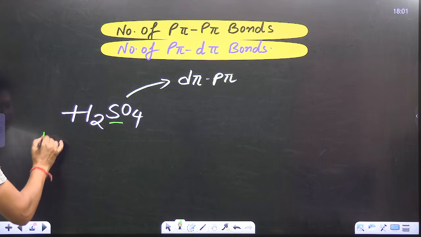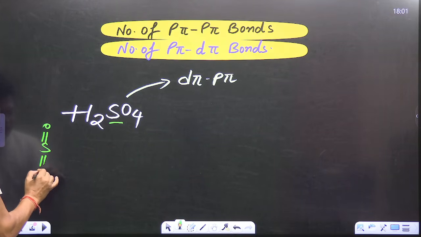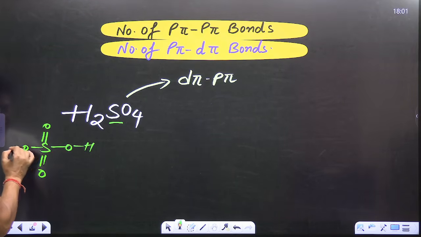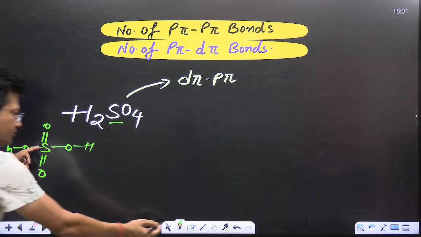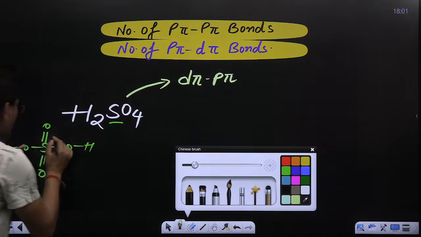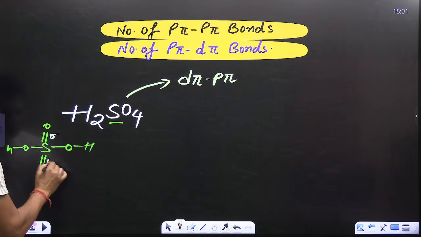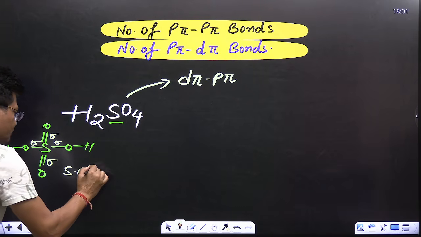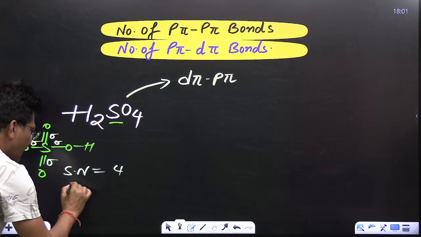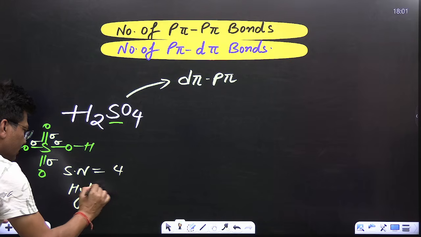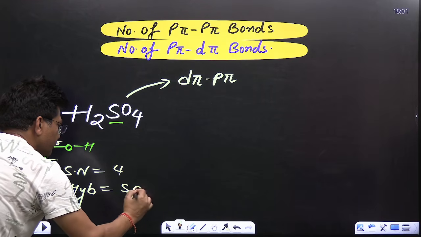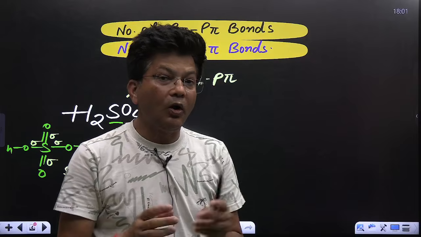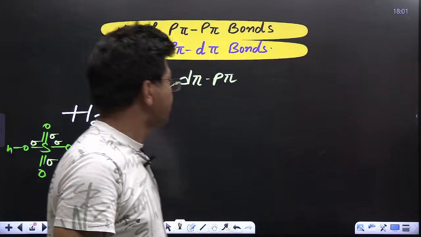So let me form the structure of H2SO4. It's like this, and the central atom over here is sulfur. You can see how many sigma bonds there are: 1 sigma, 2 sigma, 3 and 4. So the steric number is 4. That means the hybridization over here is sp3. This means that sulfur belongs to the third period.